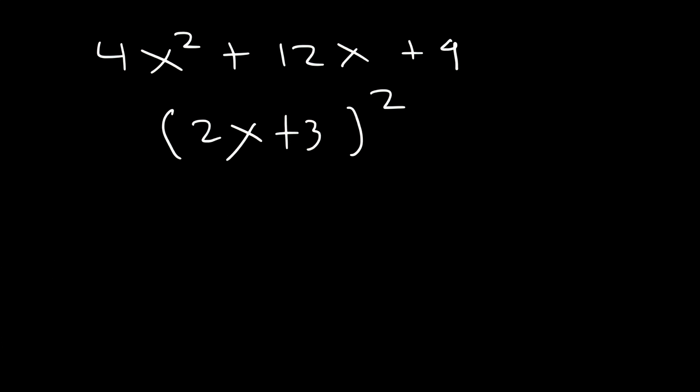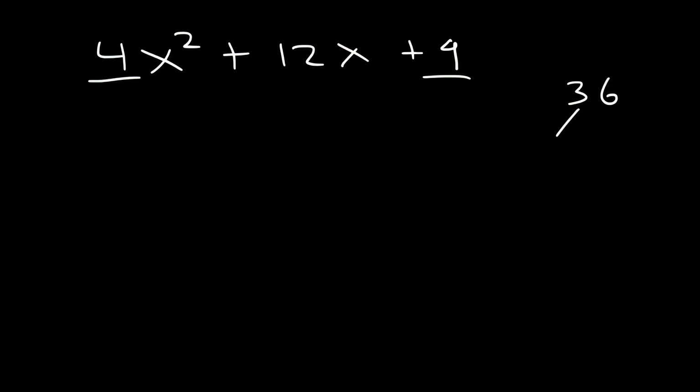Now, if we were to use the other technique, here's what we'll have to do. It's going to be a lot more work in this particular example. We're going to have to multiply 4 and 9. 4 times 9 is 36. Now, we need to find two numbers that multiply to 36 but add to 12. So we have 2 and 18. We have 4 and 9. There's also 3 times 12. And as you can see, it's probably going to be a fraction. So this is harder to factor.